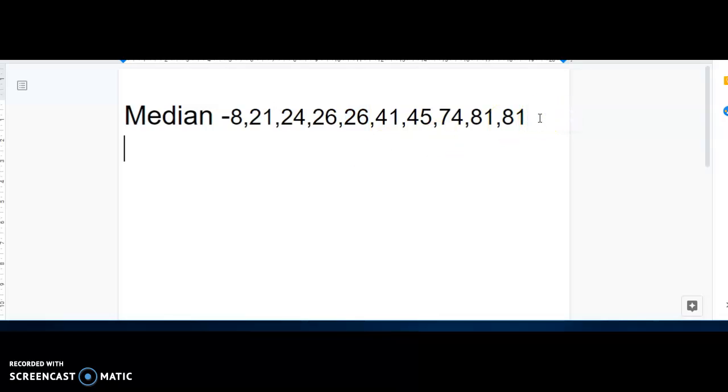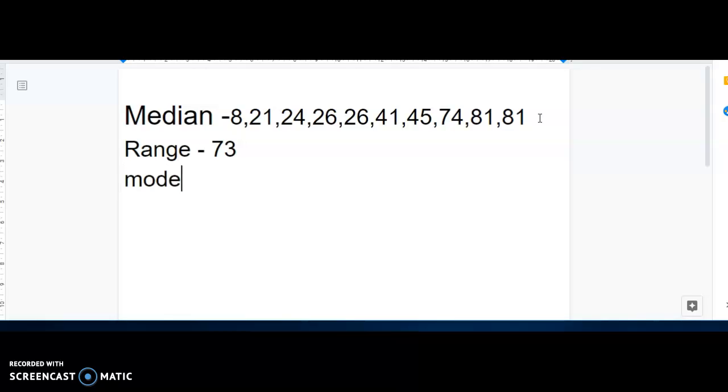Now, the range was the difference between the biggest number and the smallest number. So the biggest number is 81, the smallest number is 8, and very simply, you can take 8 away from 81, can't you? So the range for your answer should have been 73, the difference between 8 and 81.